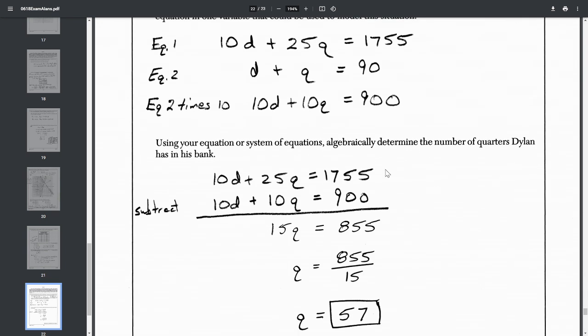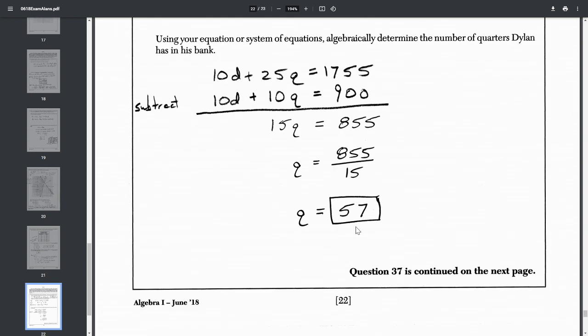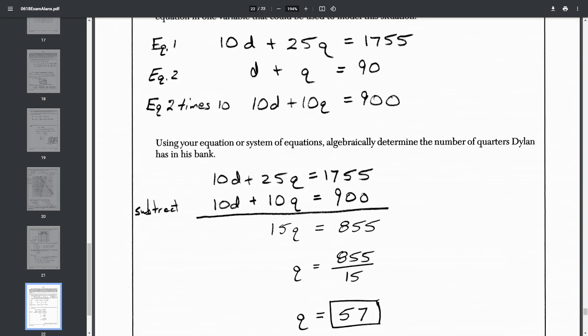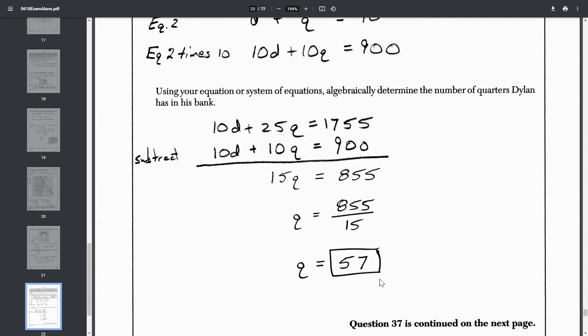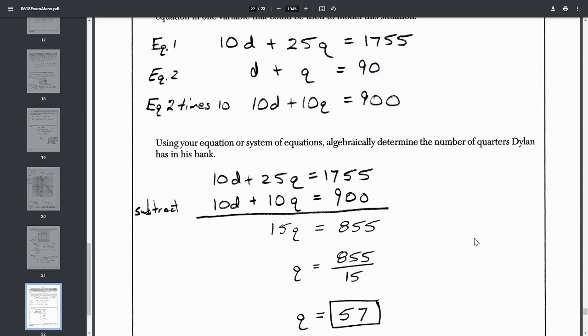You could use the elimination method, which is what he did here. He multiplied the bottom equation by 10 so that these 10 d's would cancel. And then he ends up getting quarters is 57. Notice how they only ask for the number of quarters. You could find the number of dimes, but you don't need to know. By the way, the number of dimes in this question would be 33 because it said that there's 90 coins in all.